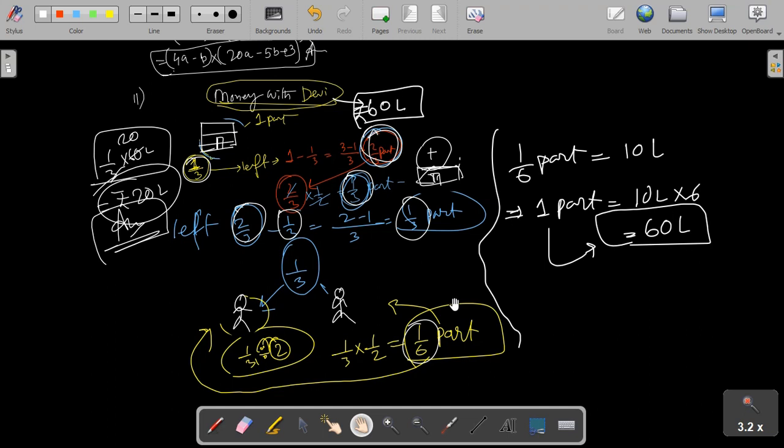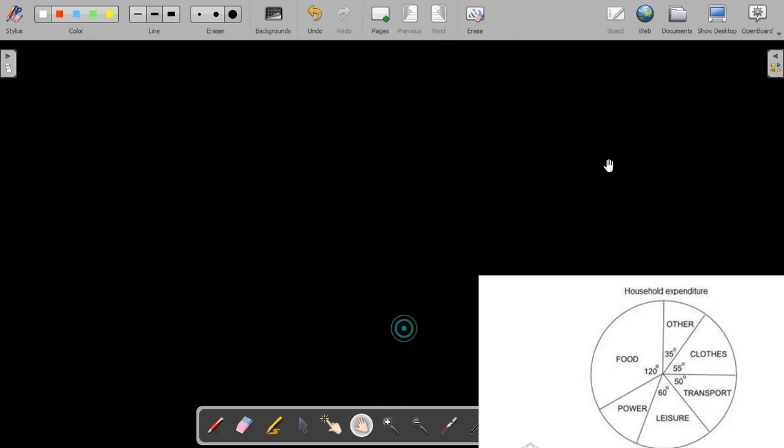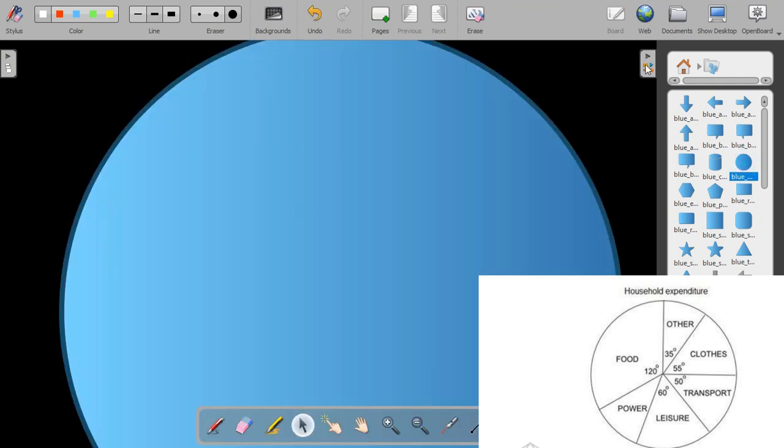What is the question? Now we have a question from the pie chart. So let us start this. In the pie chart we need a circle now. Let us draw it from here. Here we have got a circle.